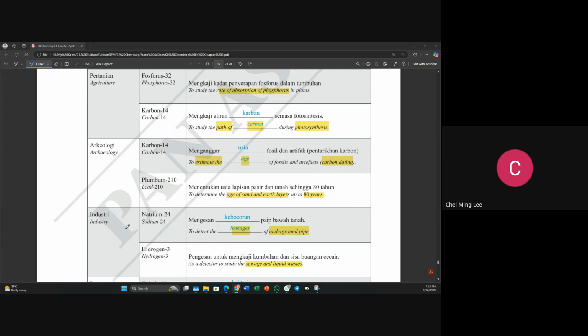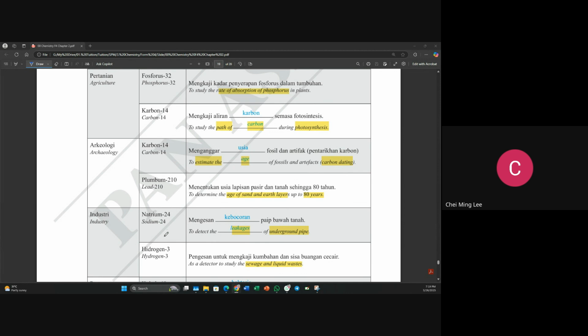Okay, then for the industry, for sodium-24, they use it to detect the leakage of underground pipes. Sometimes they want to check where the underground pipes are leaking. They inject the sodium-24 because this is a radioactive substance. It will keep giving out radiation. So above the soil, there will be people to record the readings of the radiation. If the readings suddenly become too high, it means that there is a leakage there.